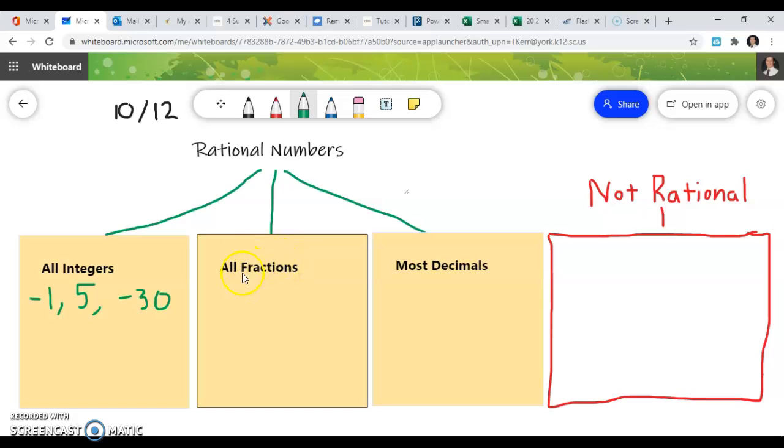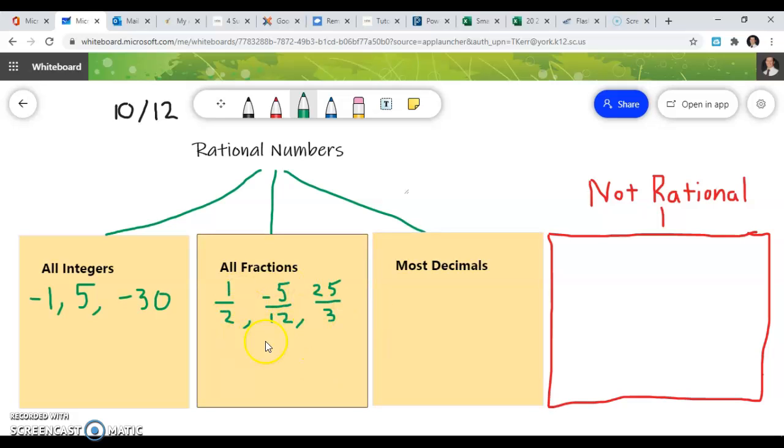Good. The next thing is all fractions. So all fractions are rational numbers. So you could have positive fractions, like 1/2. You could have negative fractions, like, say, -5/12. And you could have improper fractions. You could have 25/3. That would be a rational number.